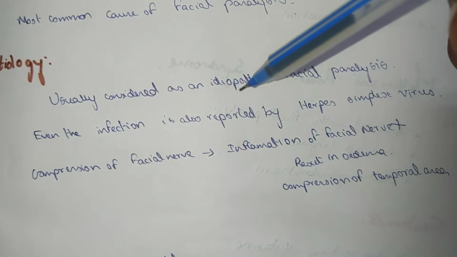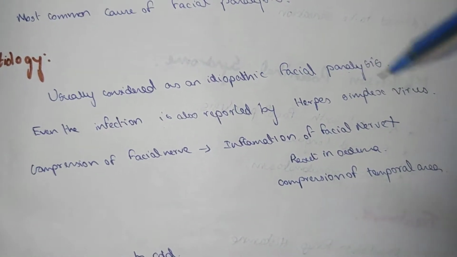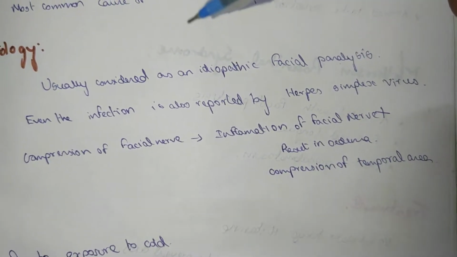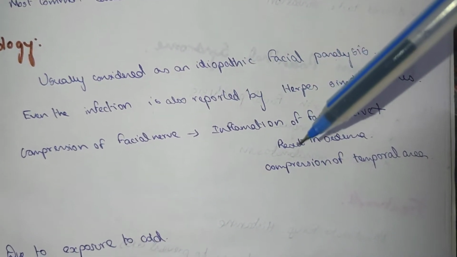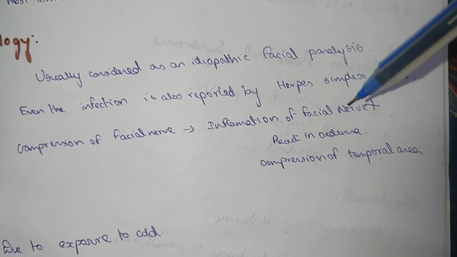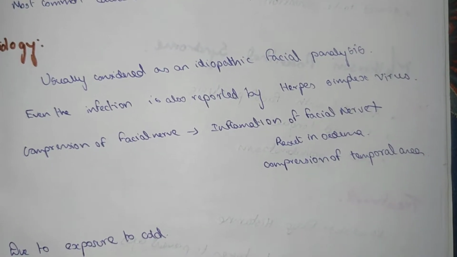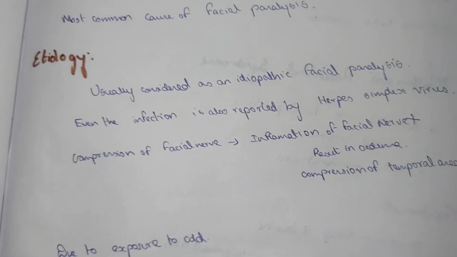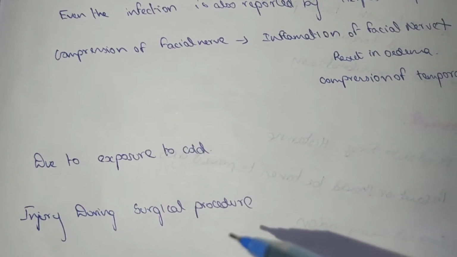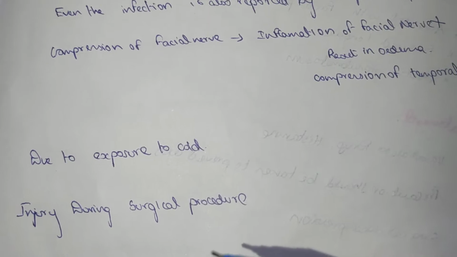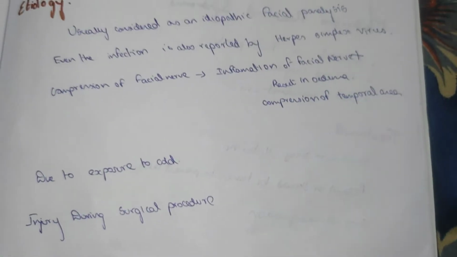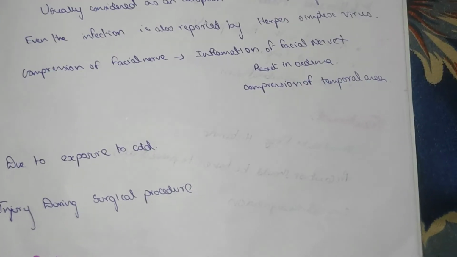Even in infection, it is reported, like herpes simplex virus. In infection like herpes simplex virus, this Bell's palsy is reported. Another cause is compression of the facial nerve. Due to the compression of the facial nerve, inflammation of the facial nerve occurs, resulting in edema and compression of the temporal area. Other causes are exposure to cold and injury during any surgical procedure. These are the etiology of this Bell's palsy.